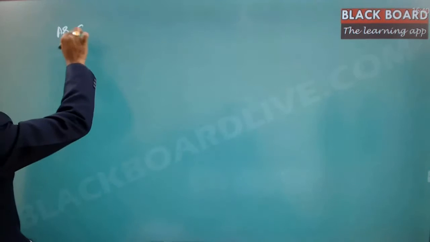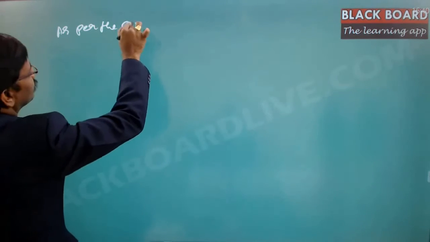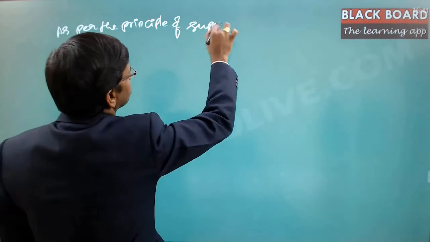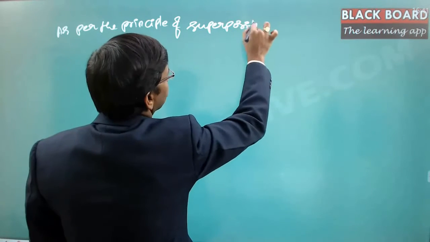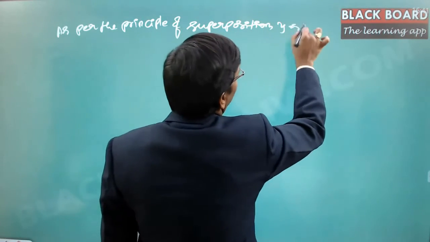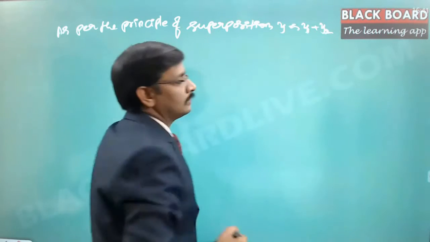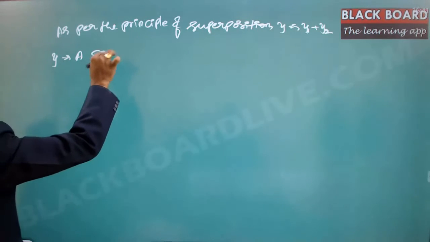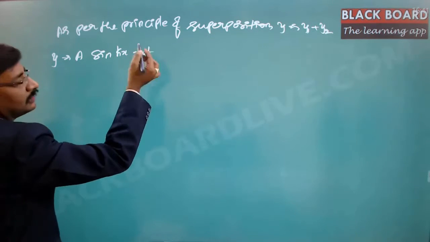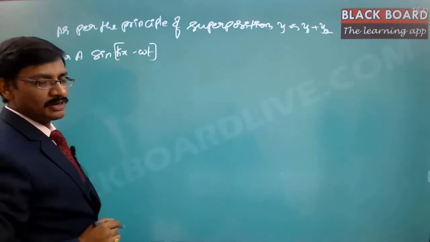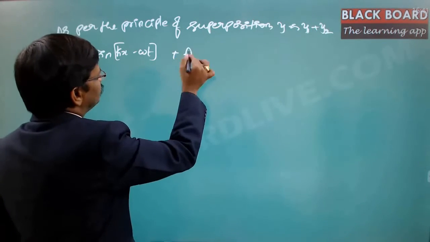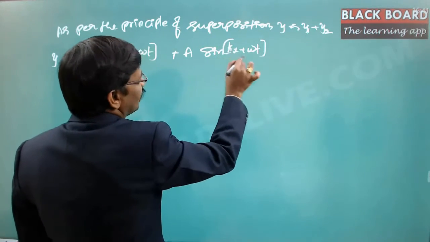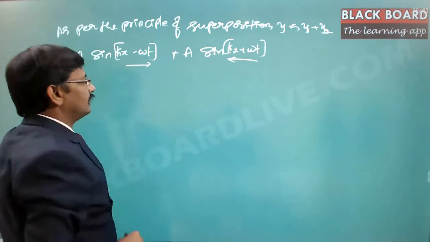So, as per the principle of superposition, y is equal to y1 plus y2, and hence y is equal to a sine of kx minus omega t. I treat phi equal to 0 for the simpler analysis purpose. And the second one is a sine of kx plus omega t. So this is the wave traveling in the negative x direction, this is in the positive x direction.